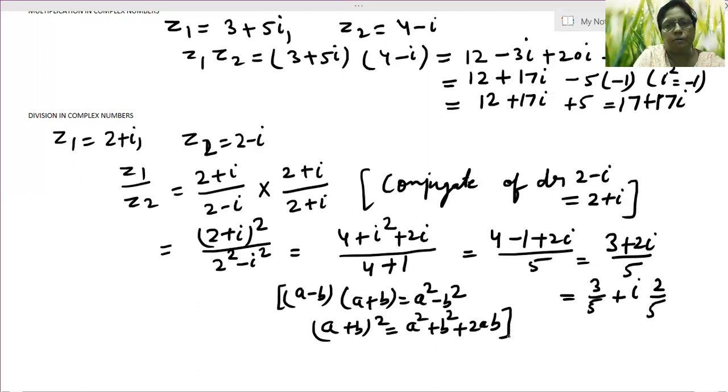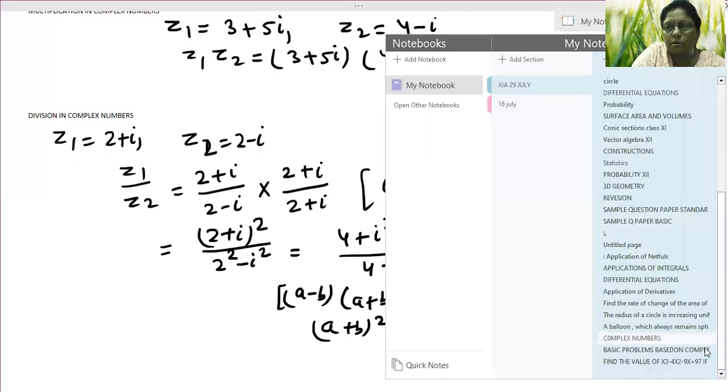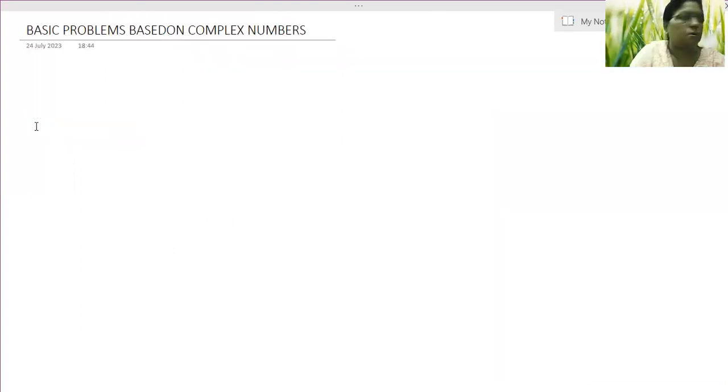अब चलते हैं कुछ क्वेश्चंस की तरफ. कुछ क्वेश्चंस देखेंगे. How to solve the questions. Basic problems based on complex numbers. Okay. So let me take first question.